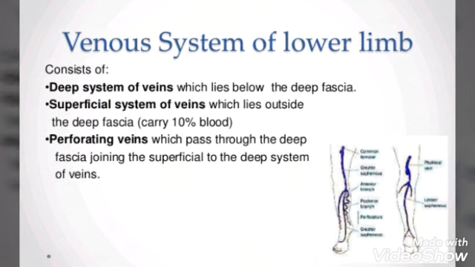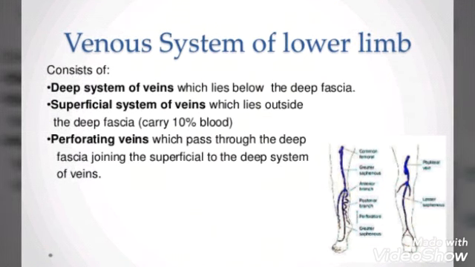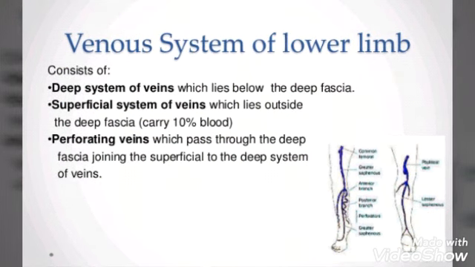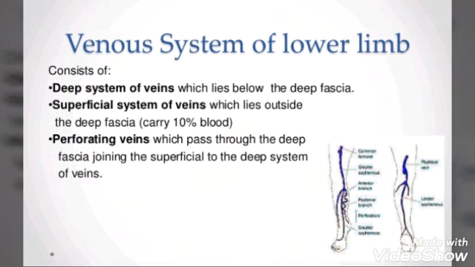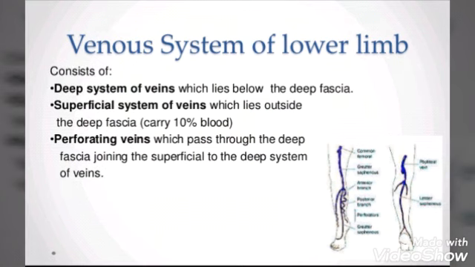So these are the veins that mainly lie below the superficial layer, that is the deep fascia, and the superficial layer carries only 10% of the blood. So whenever there is hypertension, that is pressure created, these veins get swollen up, and that is easily noticeable through the outer layer of the skin.